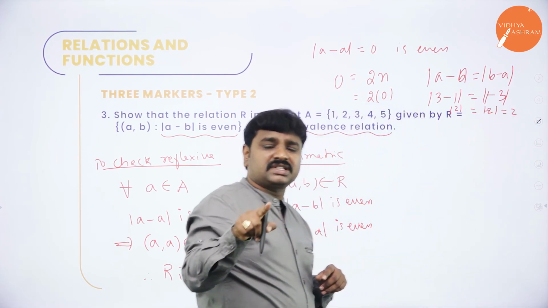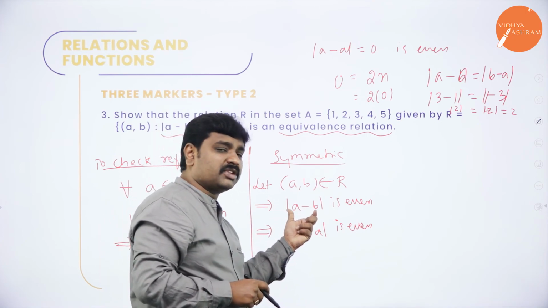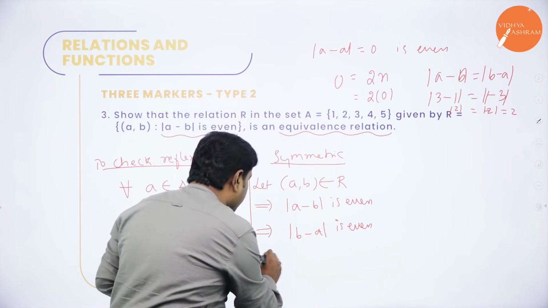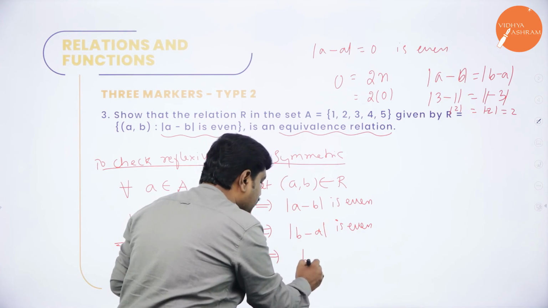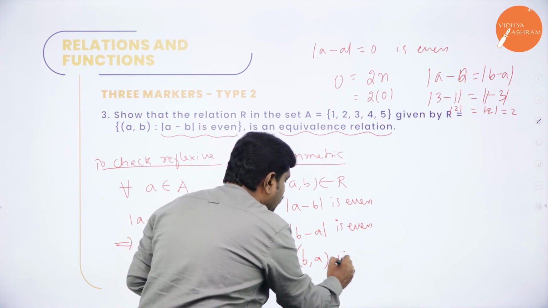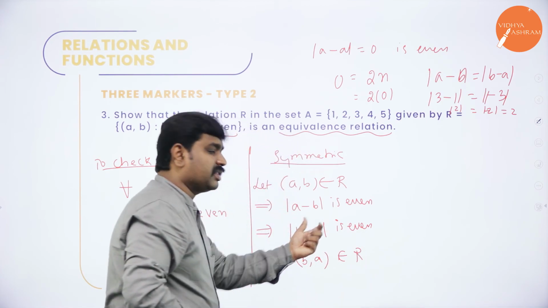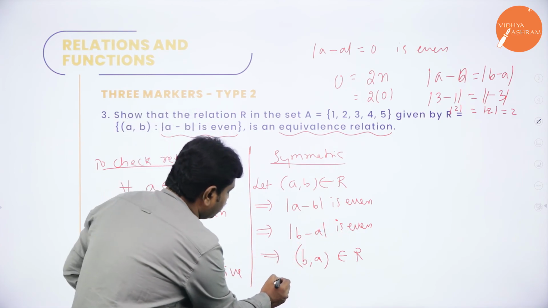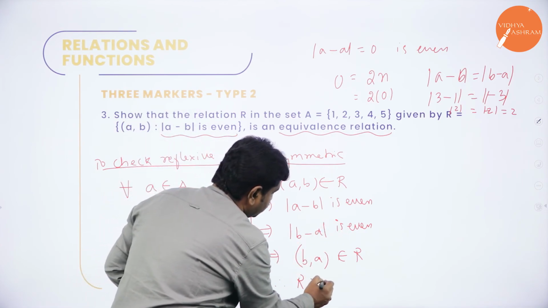Mod A minus B in maths is what? Mod B minus A. In spite of mod A minus B, I wrote mod B minus A. Why? Because if mod B minus A is present, then I can say B comma A belongs to R. If mod B minus A is even, then B A belongs to R. Therefore, R is symmetric.